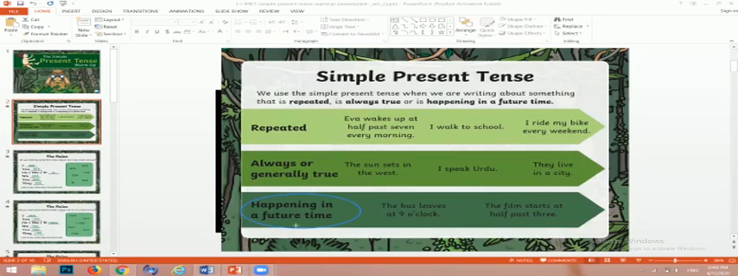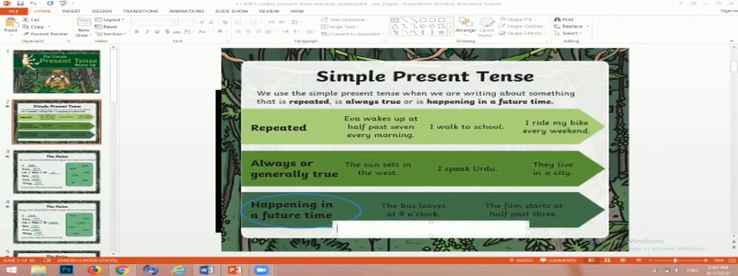Let's move to this one. Happening in a future time means to talk about the future when discussing a timetable. And here it means near future. Here, the bus leaves at 9 o'clock. So here we are discussing a timetable, something that will happen in the near future, that the bus leaves at 9 o'clock. The film starts at 3:30.